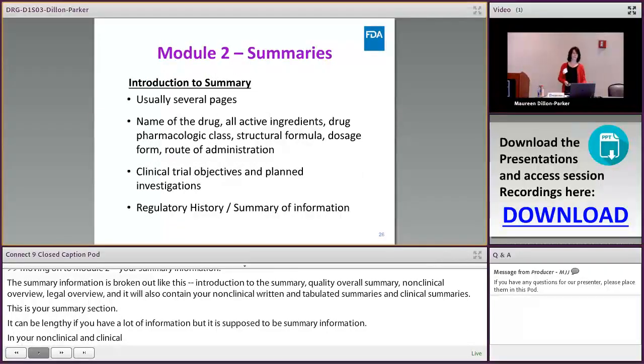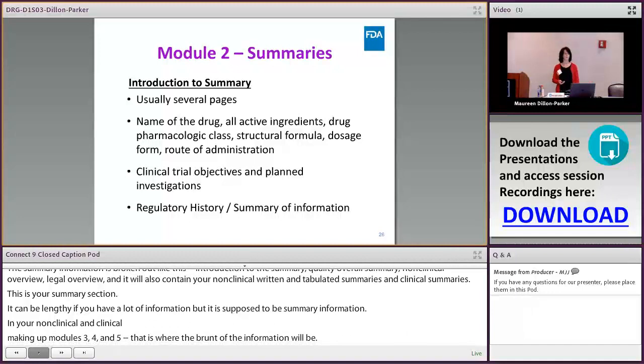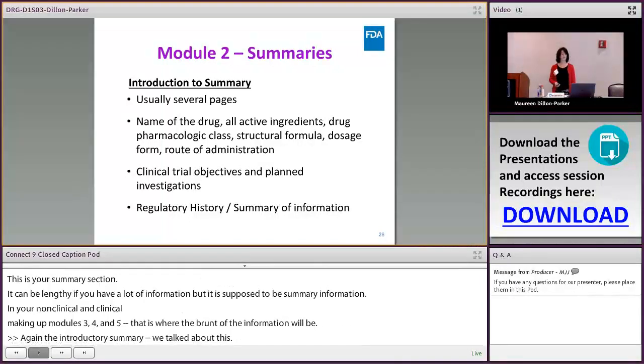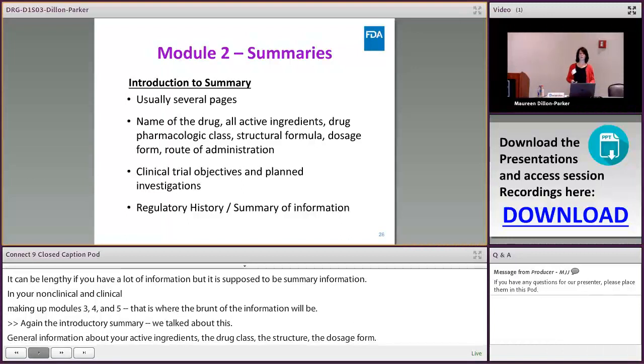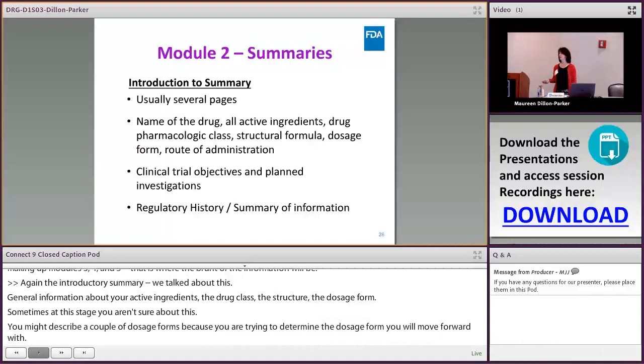Some of it will be repeat, just general information about your active ingredients, the drug class, the structure of the product, the dosage form. Sometimes even at this stage, you're not exactly sure what your dosage form is. You might describe a couple of dosage forms because you're trying to determine which dosage form you're going to move forward with. What your clinical trial objectives are at this stage. What do you hope to accomplish? And again, any regulatory history or summary information from other sources.